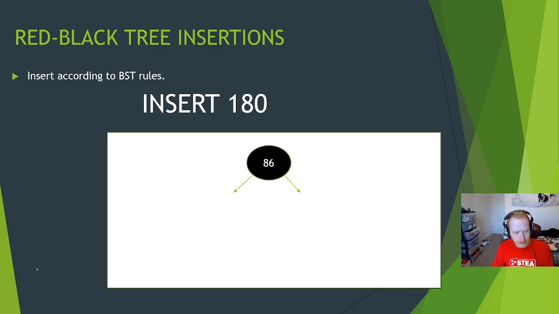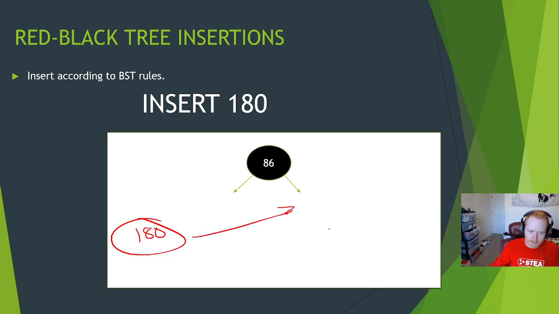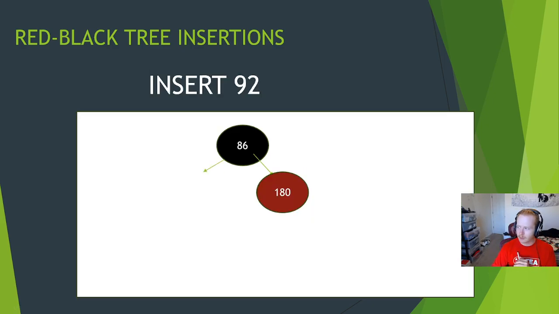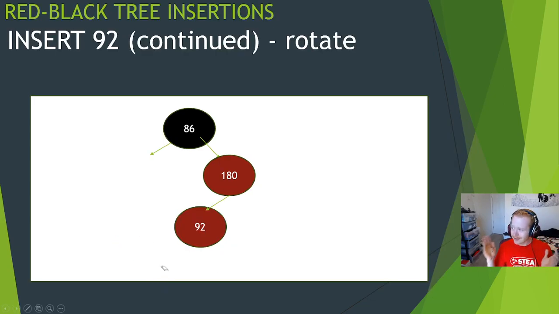So we're going to create a new node. So create a 180 node, make it red, and then find the spot it should go, which is right here. So let's go ahead and place it there. So we put 180. Okay, so we got it in the right spot. Now we need to insert 92. We're cooking here. So we create 92, make it red, and go to the spot where we want to put it. So it would go right here. Okay, we got that in.